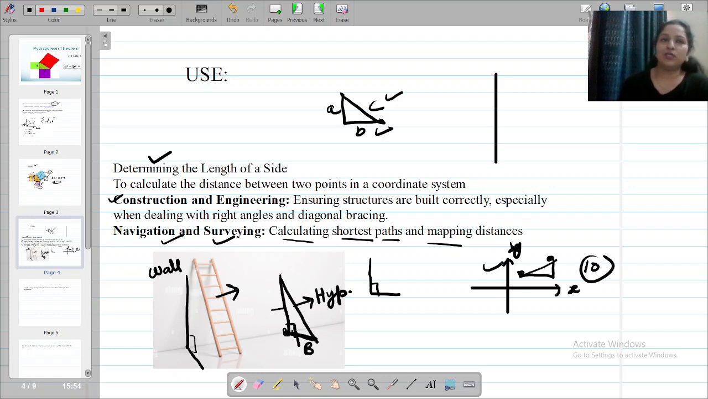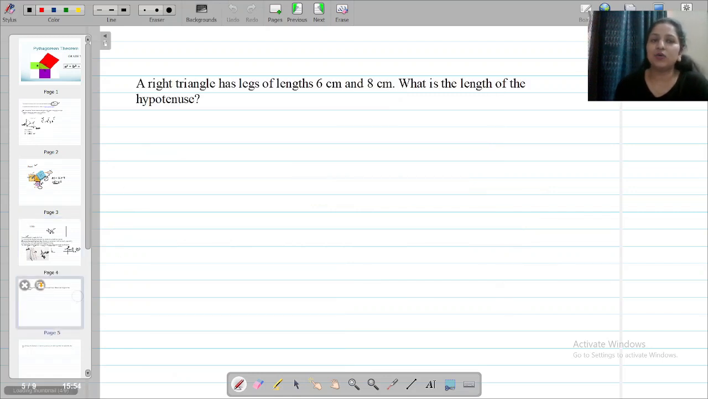Let us do some questions to make you understand this concept well. But a prerequisite, the minimum requirement for doing this is you should know very well how to find the squares and the square root of the number, which I am not covering right now. I have already made the separate video on square and square root.